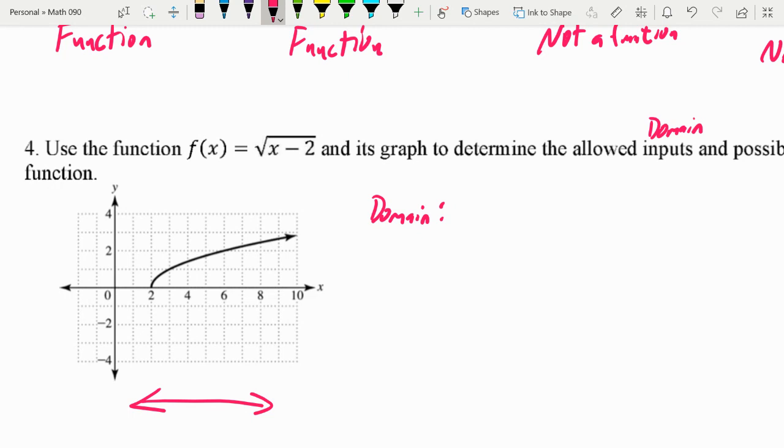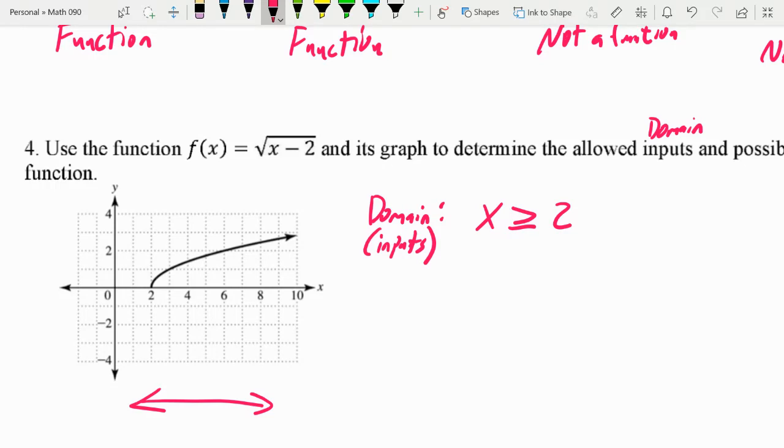So the domain, the allowed inputs, would be x is greater than or equal to 2, because it starts right there at 2. And then it's just going to keep going forever in this direction. So I can pick any x value that's greater than or equal to 2. I can pick 2.000001 or I could pick x as a billion.